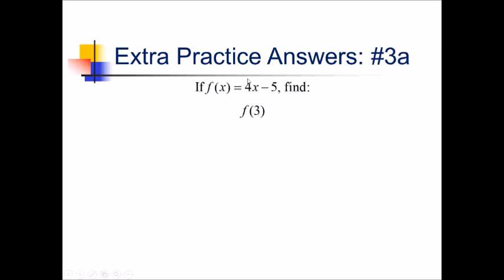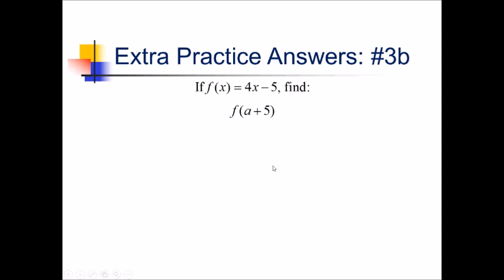For this problem, I've got this function right here that I want to plug 3 into. So that means wherever I see an x in here, I'm going to replace that with 3. So 4 times 3 minus 5. 4 times 3 is 12, using a little PEMDAS here. And then 12 minus 5 gives me 7.